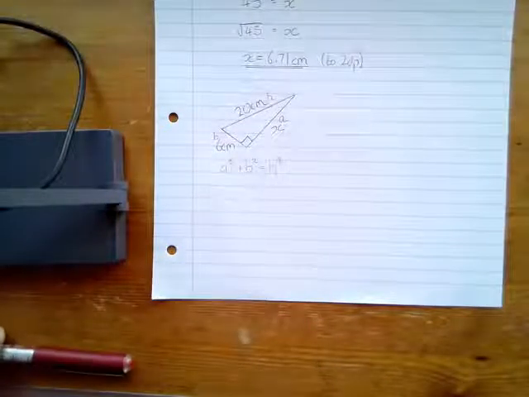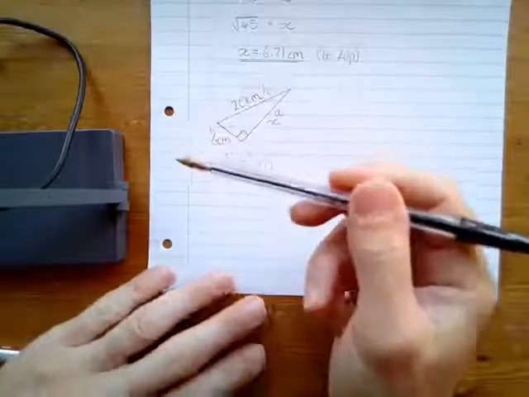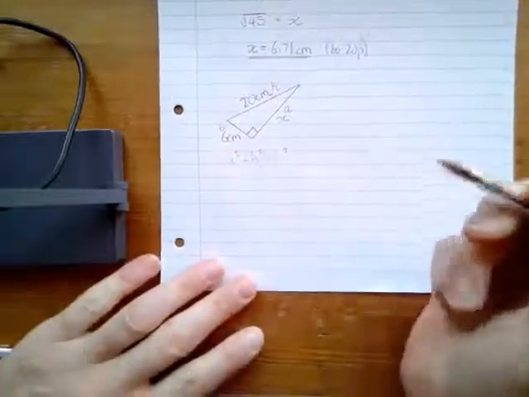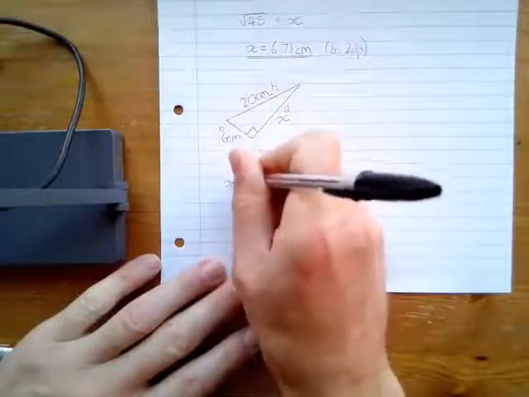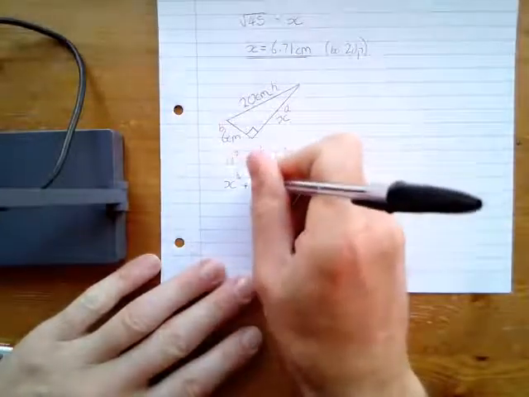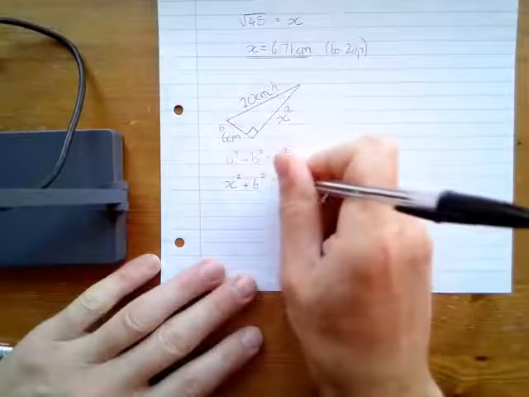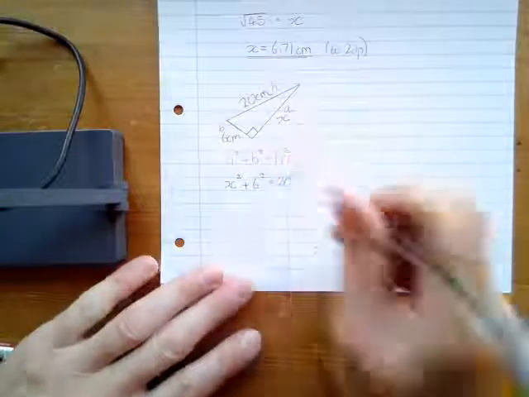Okay, now it's very similar to the last question now. I go back to my black pen and I put the information into the equation. So this time I've got x squared plus 6 squared equals 20 squared, like that.